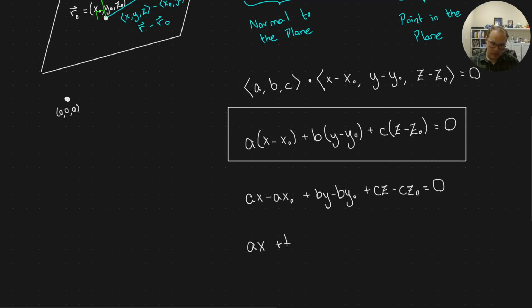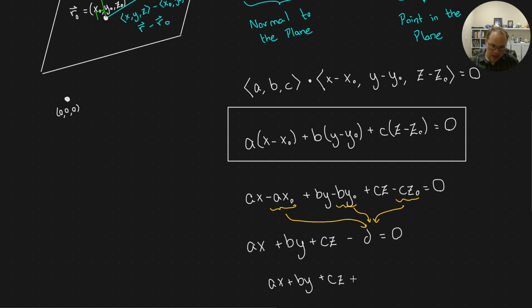So ax plus by plus cz minus d equals 0. And that d is just this and this and this put together. And if I move that d to the other side, I get ax plus by plus cz equals d. This is another common way we represent the equation of a plane. Both are correct, right? Both represent the plane.